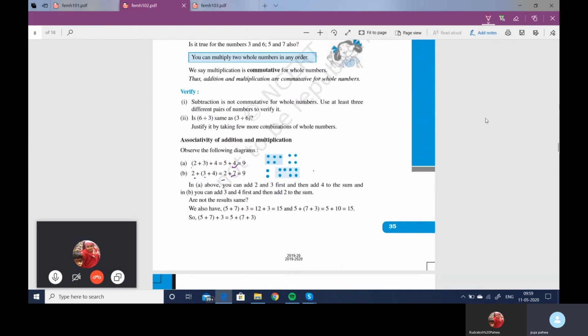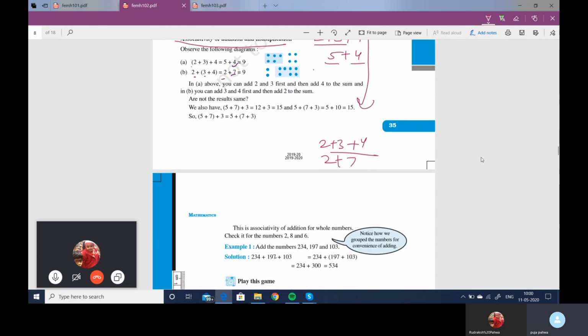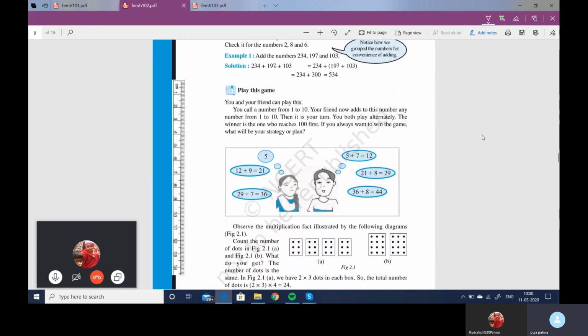Now we come to the associative property of addition and multiplication. Associative property is like if we have 2 plus 3 plus 4, we can do 2 plus 3, 5, plus 4. Another way to do it is 3 plus 4, 7, then 2 plus 7. The answer will come the same. So for examples, add the numbers in 2 ways.